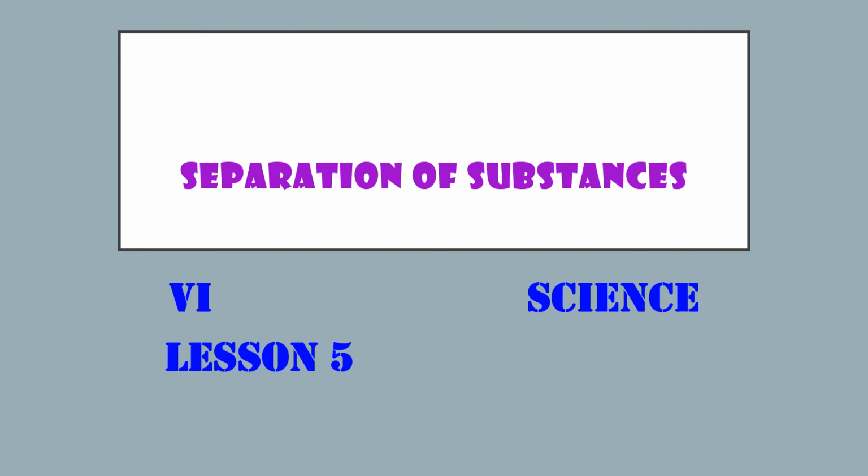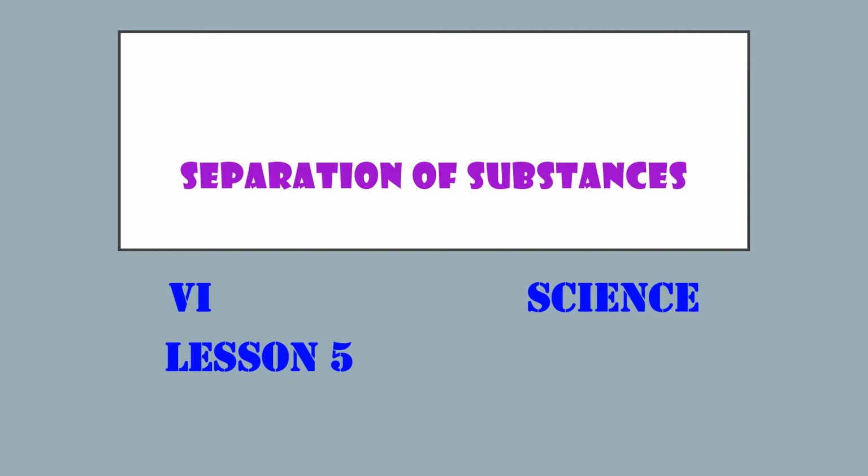We are going to step into a new lesson, separation of substances. This is a very interesting lesson. In our daily life, we separate many things from their mixtures. We separate tea leaves from tea by straining using a strainer. Grains are separated from the stalk by the farmer while harvesting. Milk or curd is churned into butter. We have many such steps.